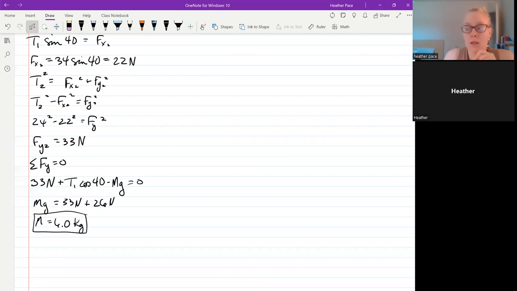So now we can put all of those together in sum of the forces in the y direction equals 0. We've got the two tensions in the y, and then we also have our mass that gravity is pulling down, that's pulling in the opposite direction. So we'll set that to negative, plug in our values, and we end up with 6 kilograms.